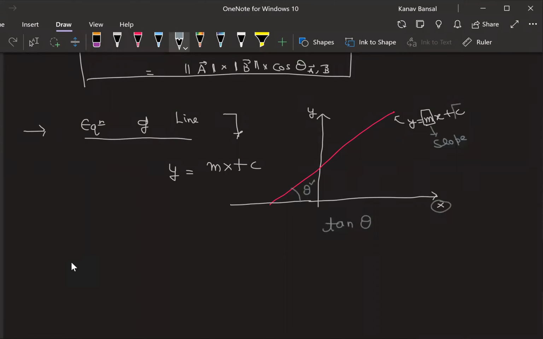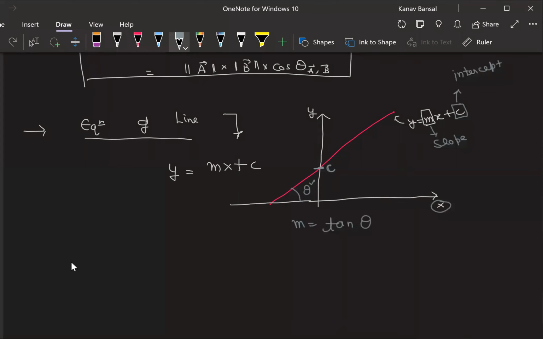Similarly, what is c? C is called as the, anyone? No, it is not constant. It is a constant, but what do we call it? Yes, it is an intercept. Wherever this line cuts the y-axis, this is nothing but your c. And m is nothing but your tan of theta. Is this clear to everyone? Everyone is able to understand this part, right?